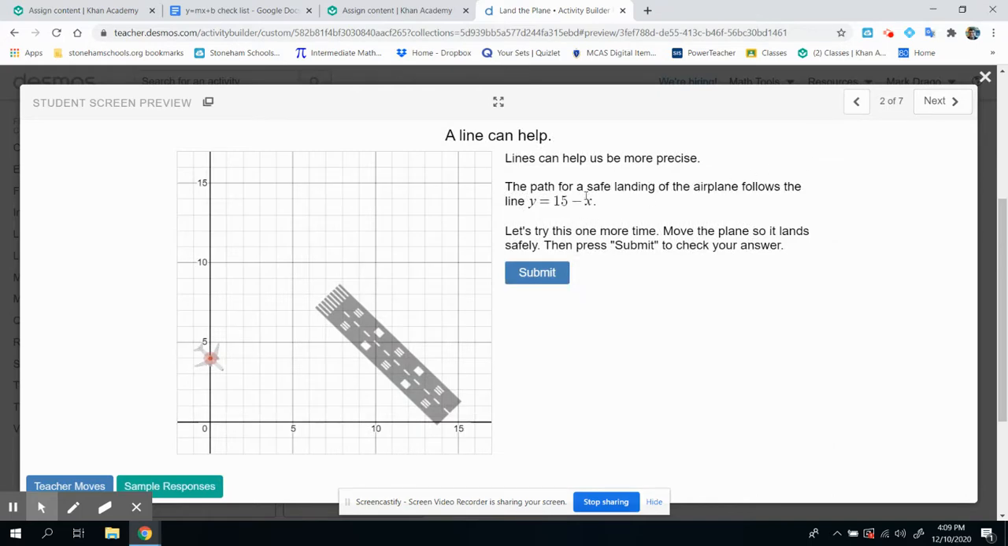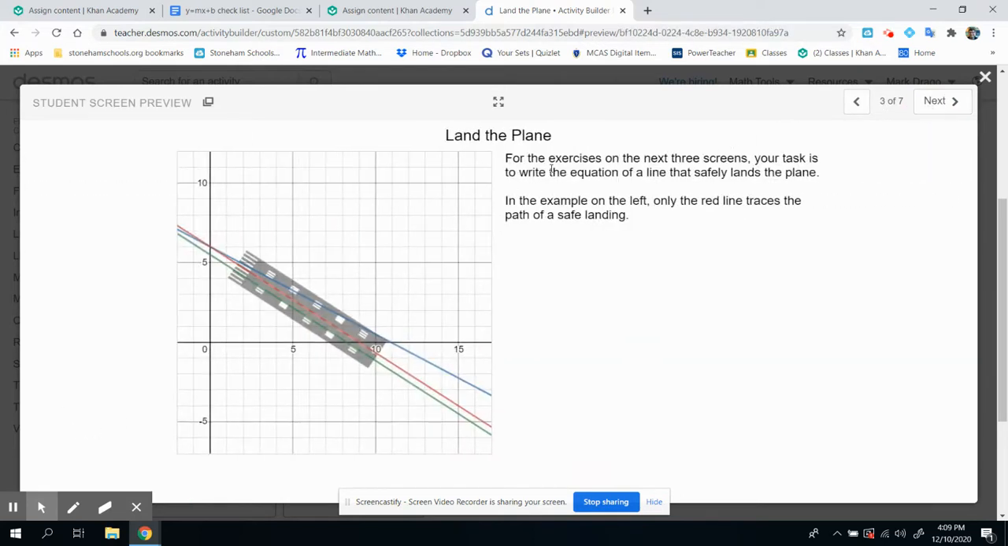Lines can help be more precise. And so in this one, it's asking you to do the same thing, but they give you some lines. It says the path for a safe landing of the airplane follows this particular line here. So where would you place the plane for it to land safely? Then for the exercises on the next screens, your task is to write equations of a line that safely lands the plane. In this example, only the red line traces the path of a safe landing because the blue and green go too much on the outside.